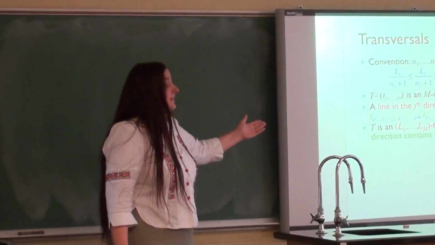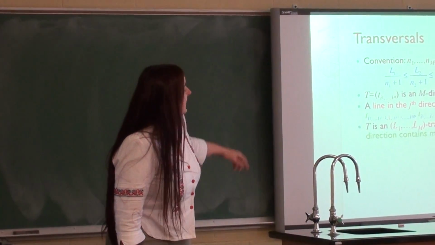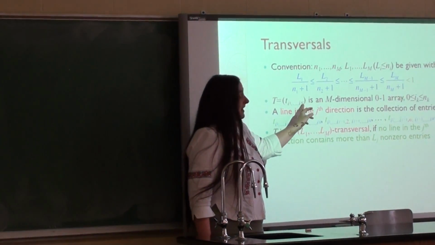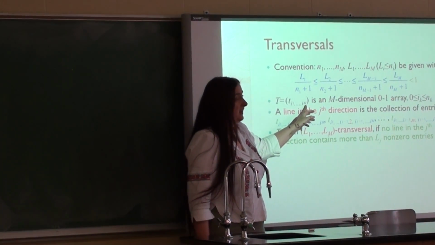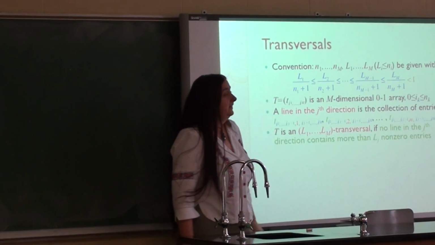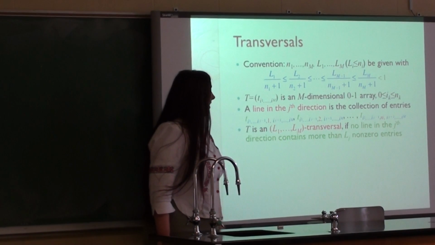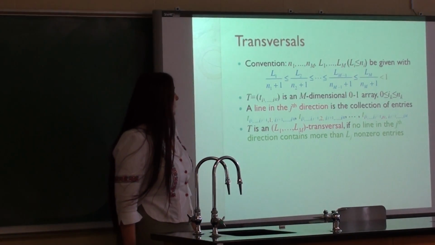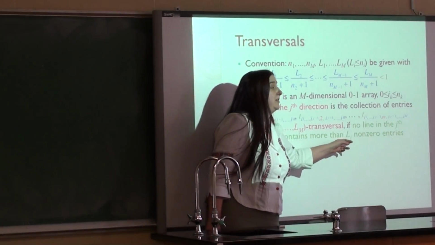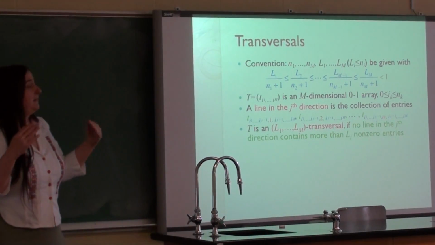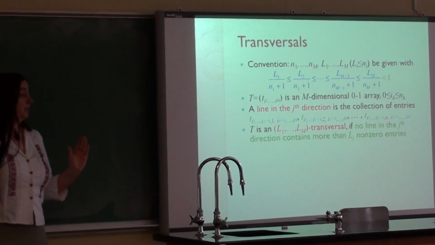And I'm going to call this 0-1 array an L1 through Lm transversal. Now notice that the sizes here are how many numbers the entries are allowed to take in the positional direction. These are the L numbers at the top. I'm going to call it an (L1, ..., Lm) transversal if no line in the jth direction contains more than L sub j non-zero entries. This is exactly what I told you. For every direction, I am told what is the maximum number of ones I can put.